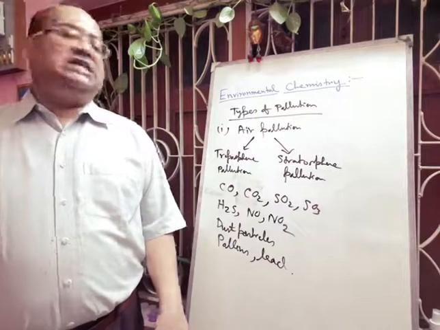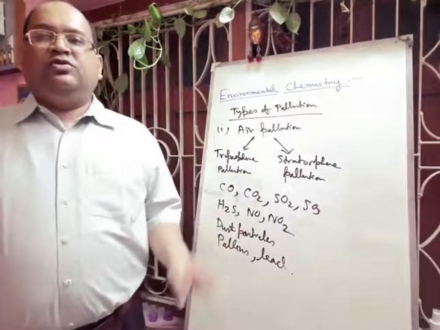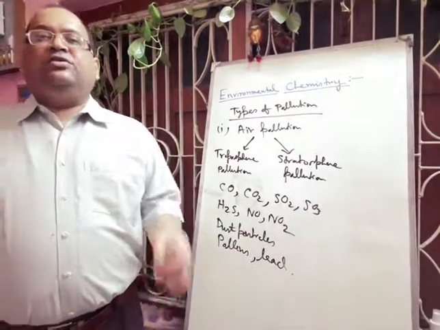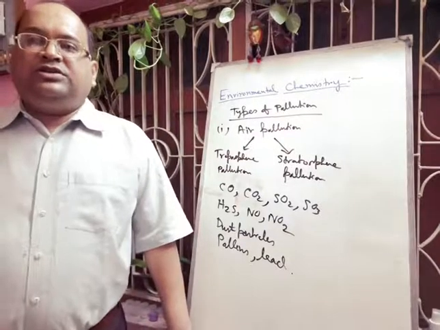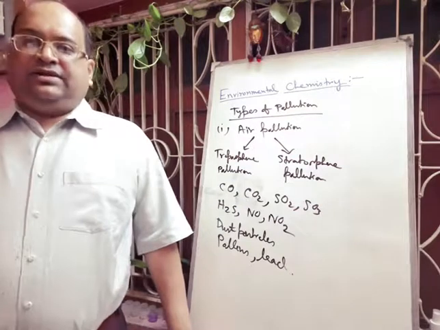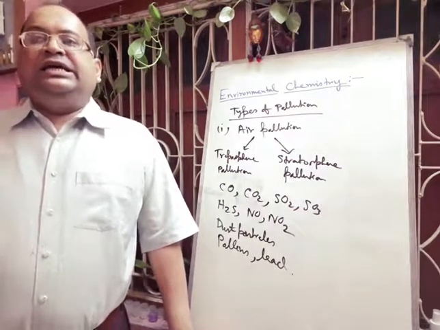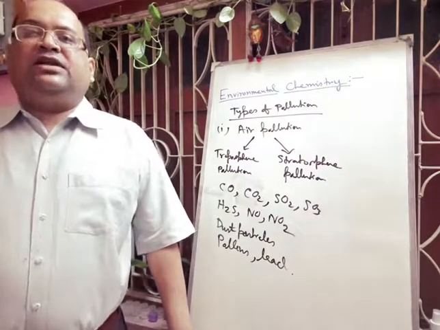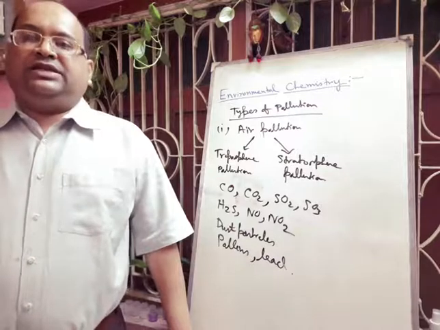Okay, next we will discuss the oxides of nitrogen. Oxides of nitrogen such as NO, NO2, N2O, N2O3, N2O5 are introduced into the atmosphere by natural sources and due to some human activities. During lightning discharge, atmospheric nitrogen and oxygen combine to form nitric oxide, NO.